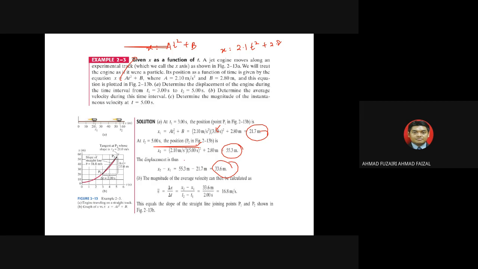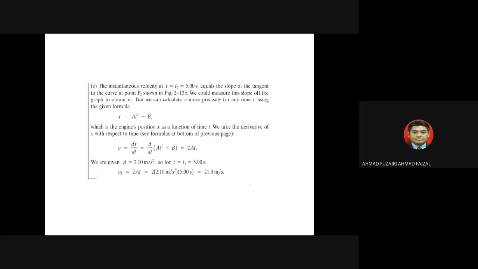Maybe use the time interval 3 to 5. Time 3 to 5 is obviously here until here. So you need to make a simple triangle to find the gradient. The triangle is 33.6, and obviously 5 minus 3 is 2. So you will get 16.8 meter per second.